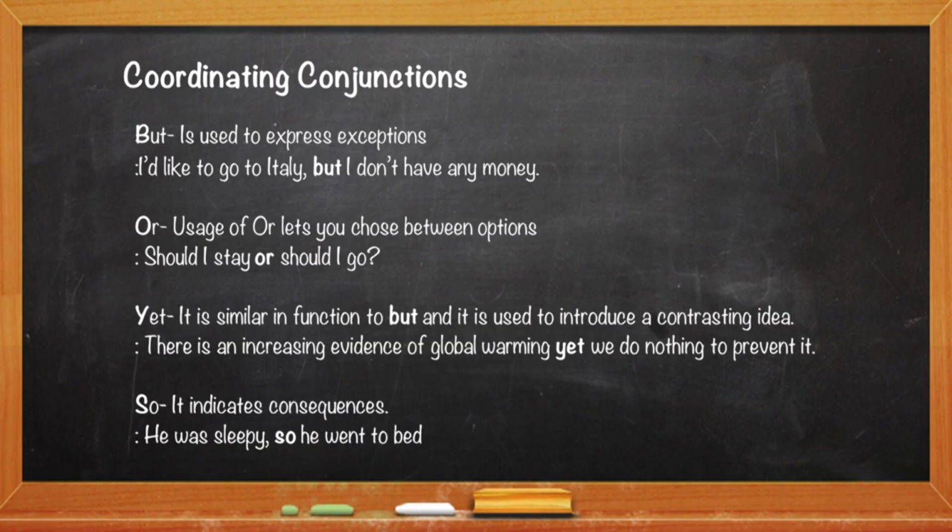Yet is similar in function to but, and it is used to introduce a contrasting idea. So, there is increasing evidence of global warming, yet we do nothing to prevent it. And the next conjunction, so, indicates consequences. He was sleepy, so he went to bed. Therefore, he was sleepy, therefore, he went to bed.